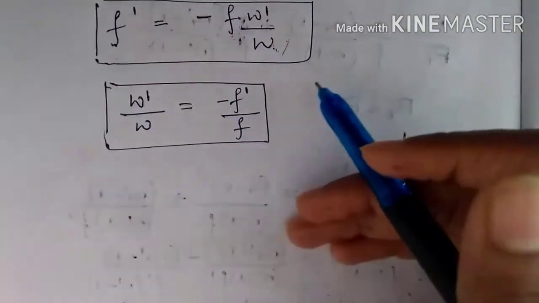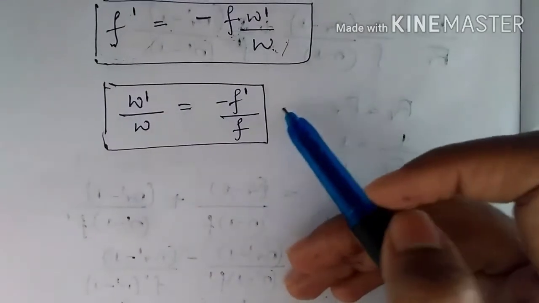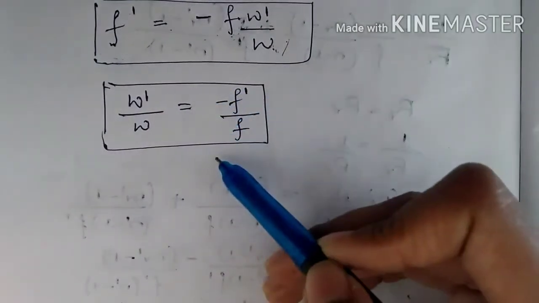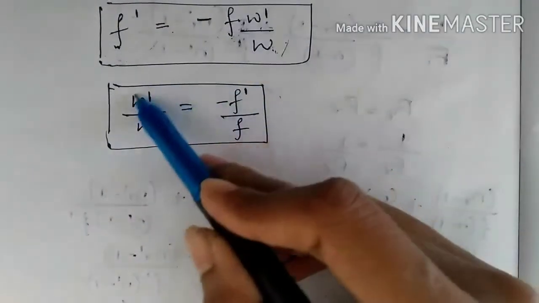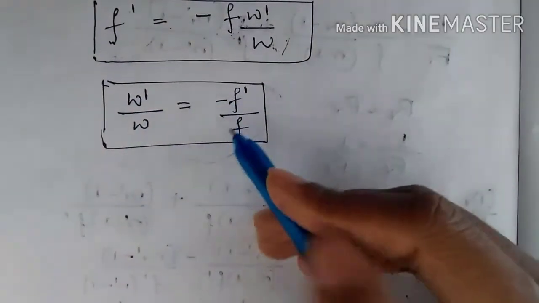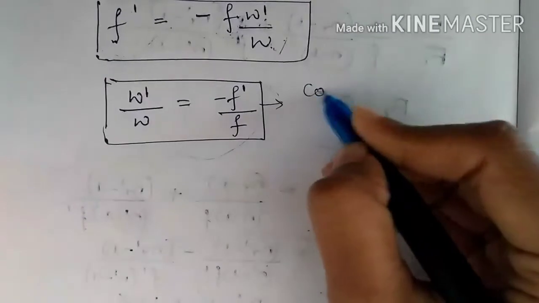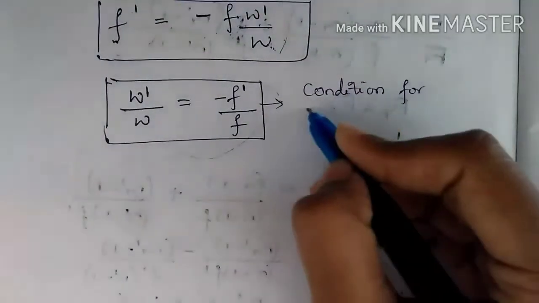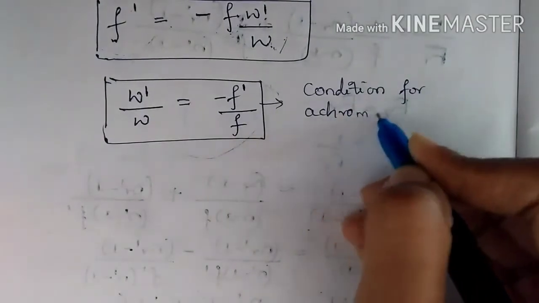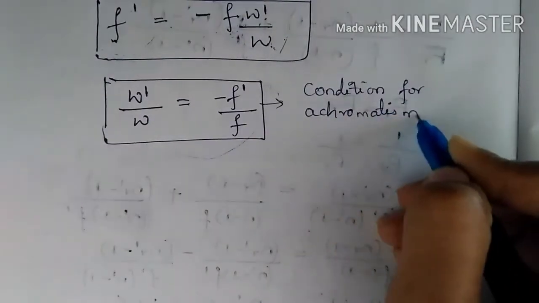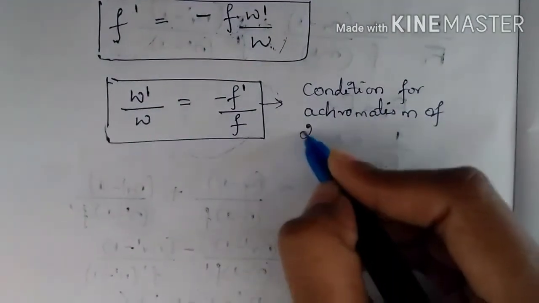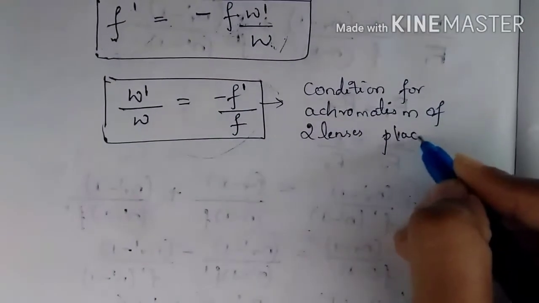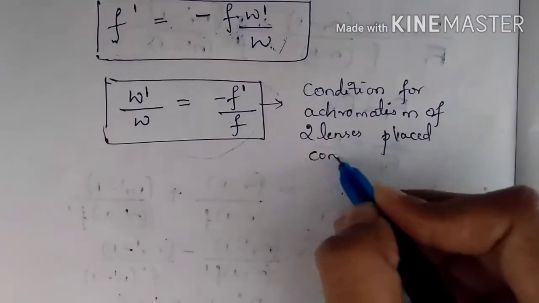So we learned what is the condition for achromatism of two lenses placed in contact. So this we learned in our last class. So this is the condition for achromatism of two lenses placed in contact.